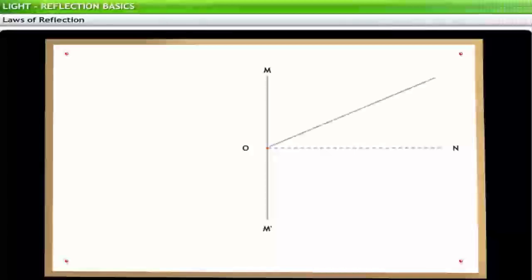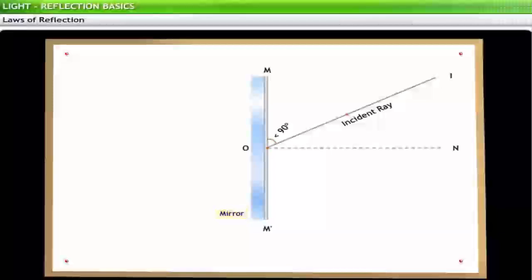To begin, you need to fix a sheet of white paper on a drawing board. Draw a line MM' on it and mark a point O at the center of the line. Draw a normal ON on MM'. Next, draw IO, the incident ray, in such a way that angle IOM is less than 90 degrees. Place a strip of plane mirror vertically on MM'.